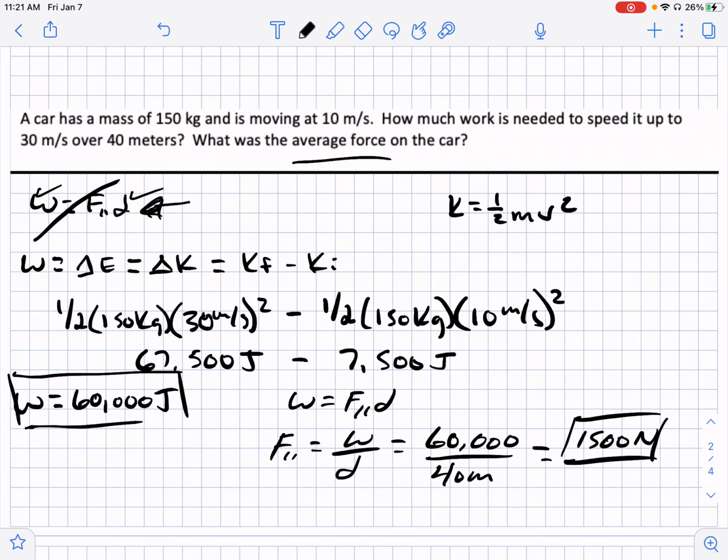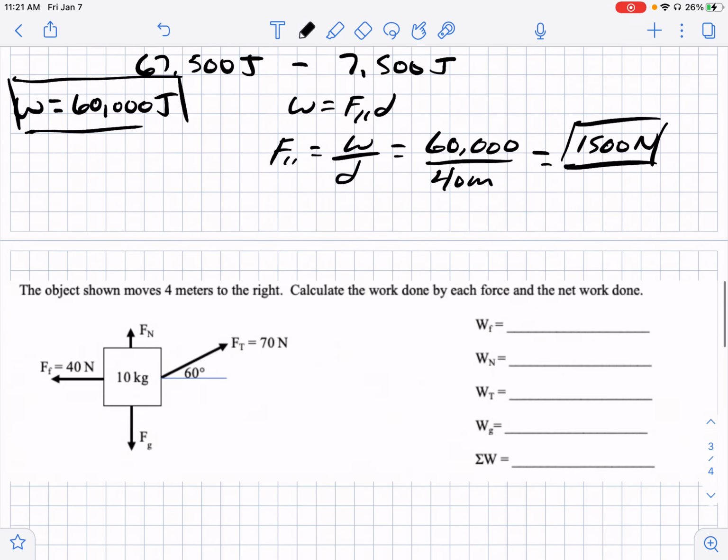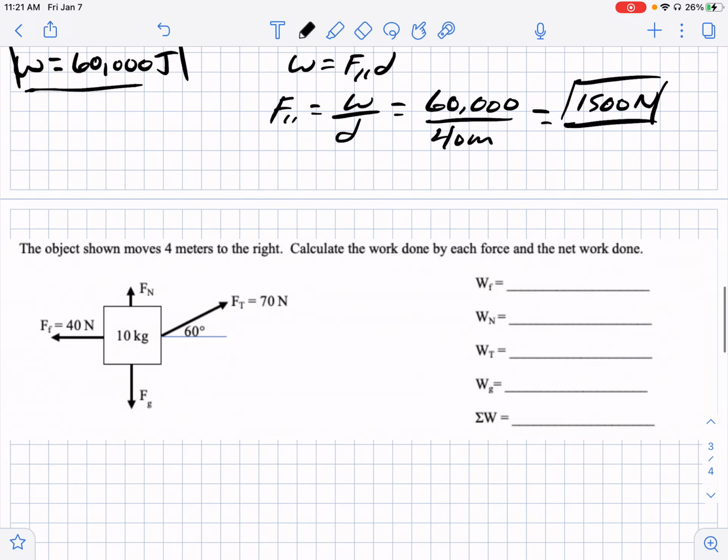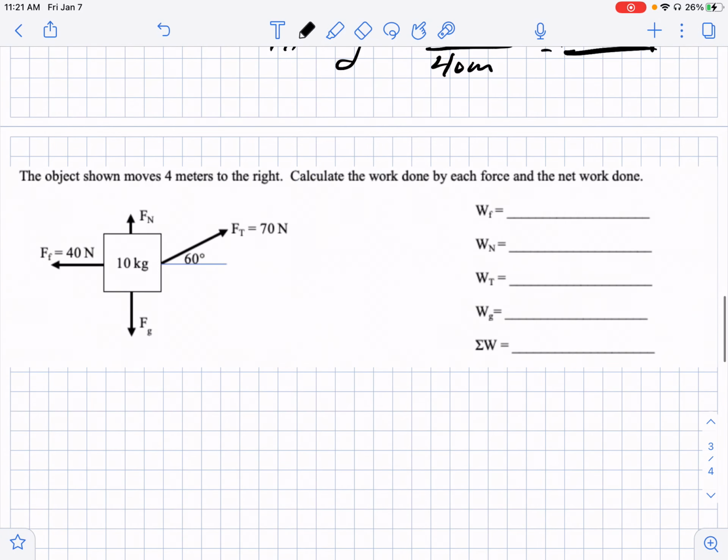Sometimes, though, we don't have a constant force. Sometimes we have a variable force, and we'll get into that one here in just a minute. Before we do that, let's look at whenever we have a force exerted from an angle. So for this problem, it shows us a free body diagram. The object moves 4 meters to the right, and we're going to calculate the work done by each force and then the net work done on this object.